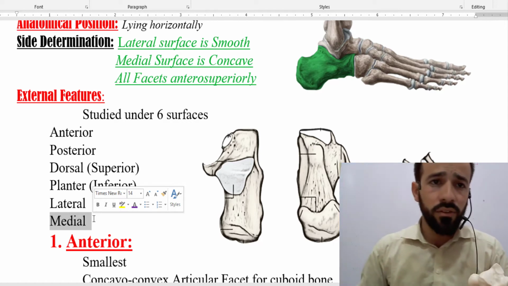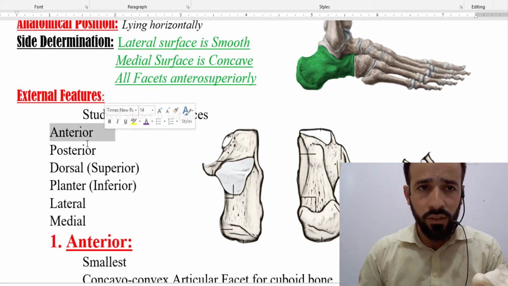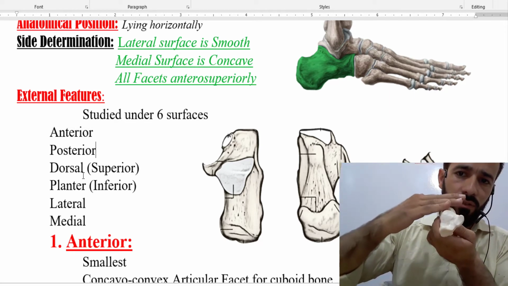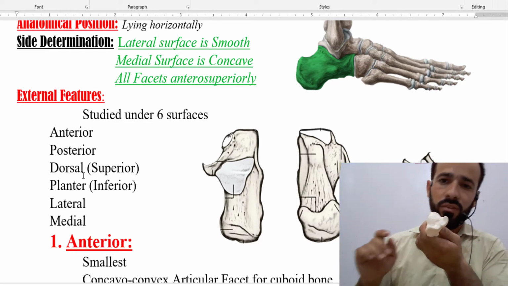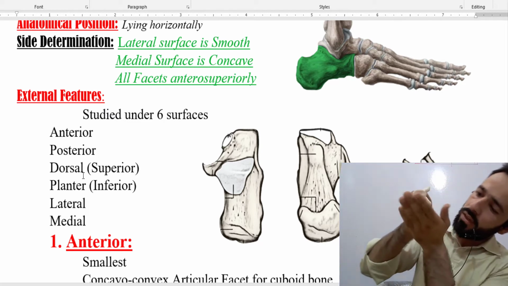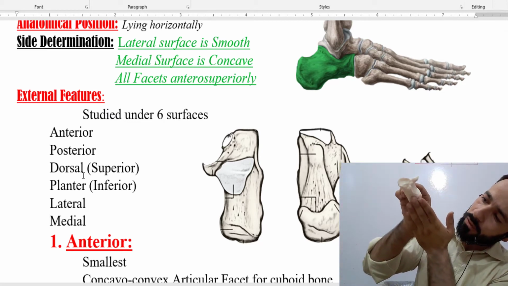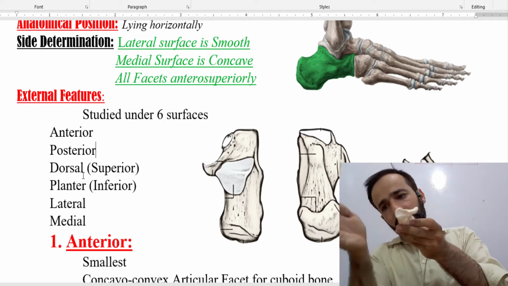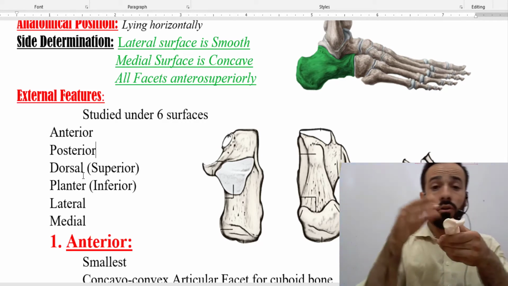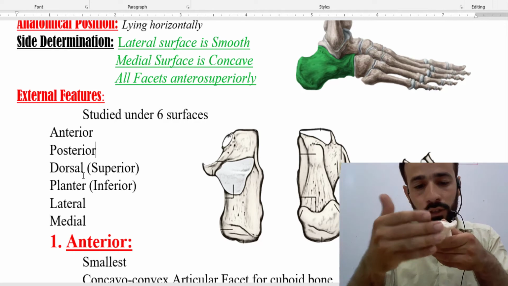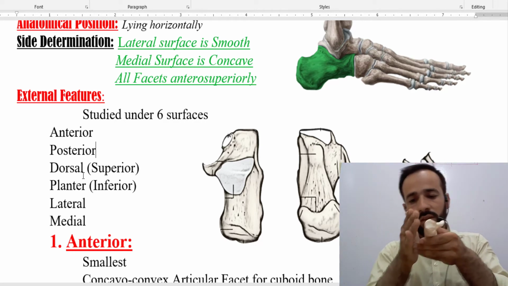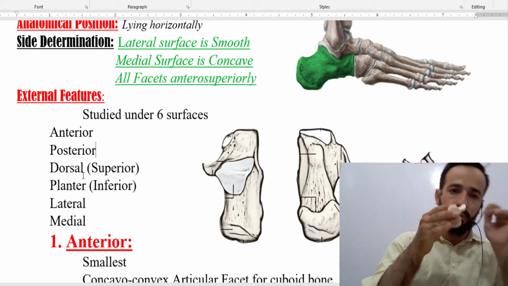Okay, so how many surfaces? The anterior surface, the posterior surface. Then there is a dorsal surface or superior surface, right? This is the dorsal surface of it. Then there is an inferior or plantar surface. So this is the plantar or the inferior surface. And then there is a lateral surface and a medial surface. So how many total surfaces? Anterior, dorsal, plantar, posterior, lateral, and medial surface.